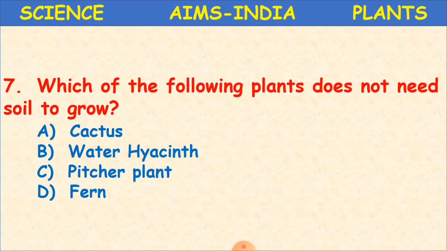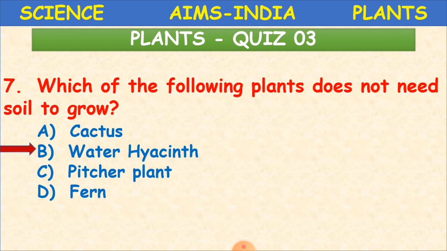And the next question here. Which of the following plants does not need soil to grow? In the sense, this is an aquatic plant which does not need soil. Is it cactus, water hyacinth, pitcher plant, or fern? Which is the correct answer, children? You have the answer in the options only. Yes, it is water hyacinth. Okay. The next question.